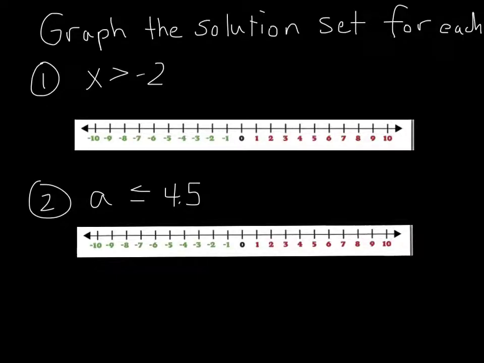Okay, now the next set of problems, they're asking you to graph the solution set for each. So for number 1, this simply means all the numbers that are greater than negative 2. So you don't include negative 2 because negative 2 is not greater than itself. So we put an open circle on negative 2 and we shade everything greater than that. So that means we go to the right on the number line and then we want to shade in the arrow to the right. Number 2, all the numbers less than or equal to 4.5, which would be halfway between 4 and 5. We want a closed circle because of the equal sign. We do include 4.5. And then we include everything less than that, so we shade to the left and the arrow on the left.